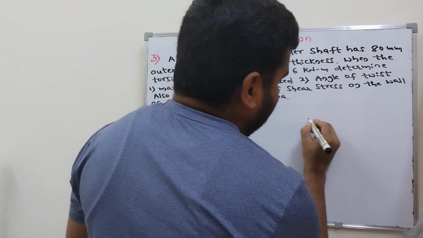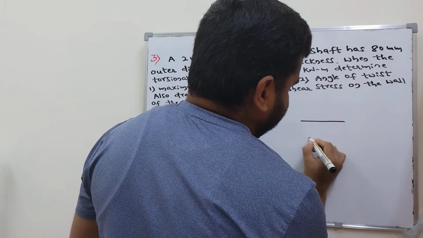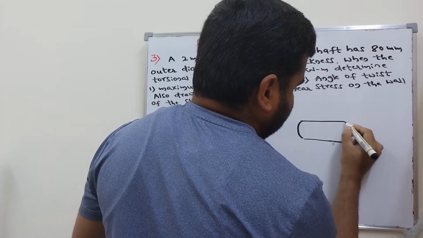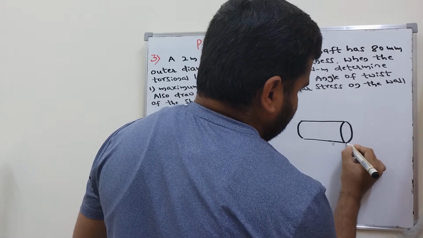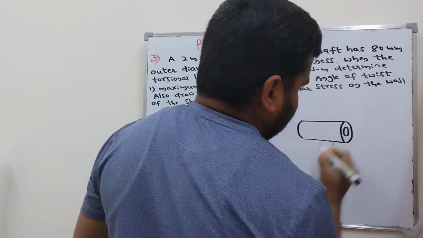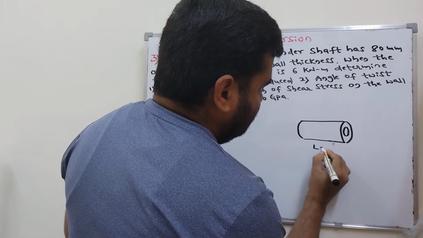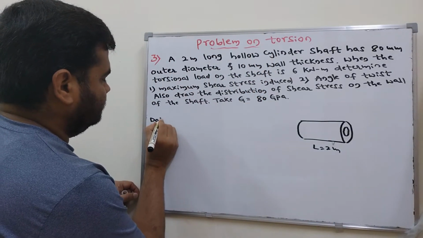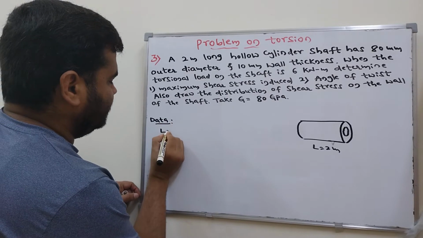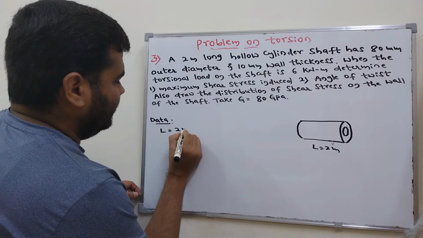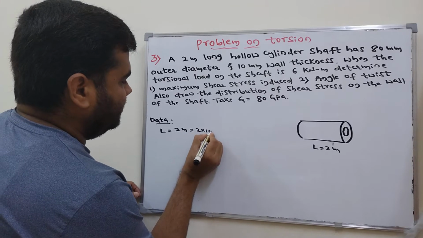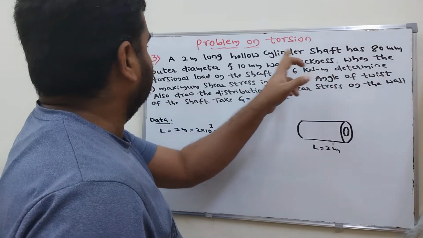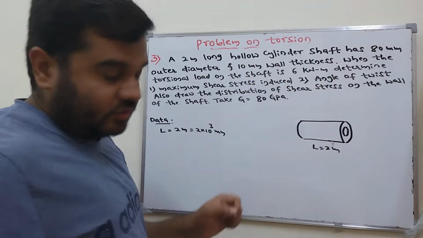So I'll first draw the hollow shaft. Its length is equal to 2 meter, that is the data. Length of the hollow shaft equals 2 meter, which is equal to 2 into 10 raised to 3 mm. The shaft is a 2 meter long hollow shaft.